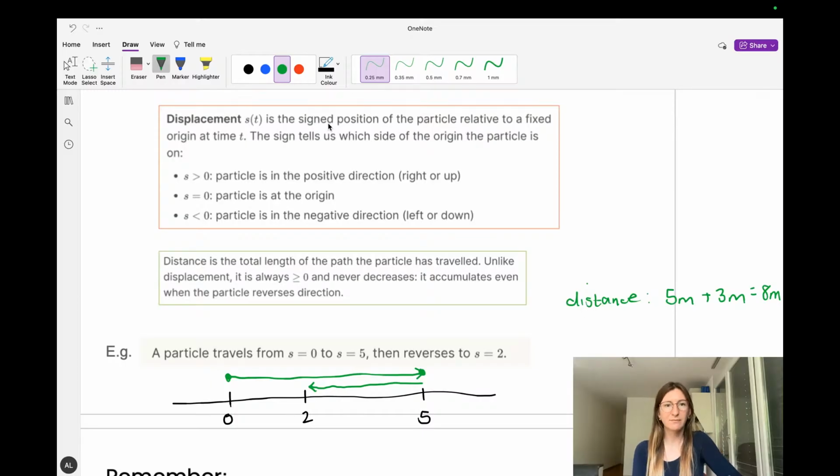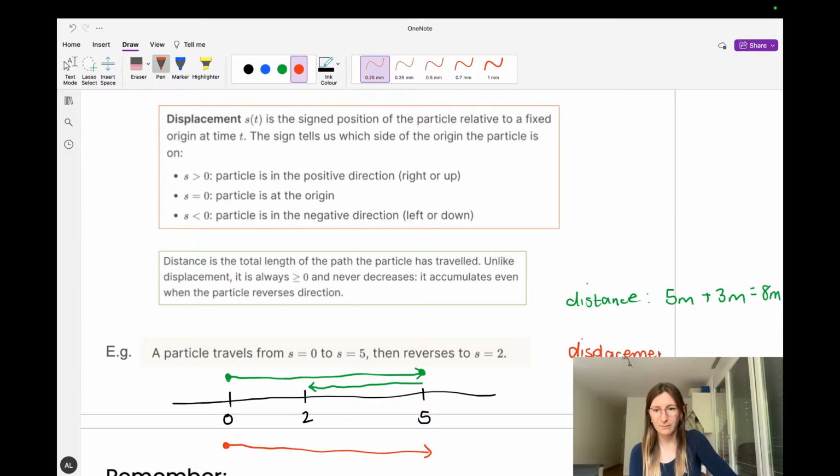That's my distance. Whereas displacement, I'm a particle starting at 0. I travel to 5. And then I've gone back to 2. But now I want to look at how far am I from where I started. I started at 0 and I'm ending at 2. So I've only gone 2 places. So that's why it's negative 3 meters.